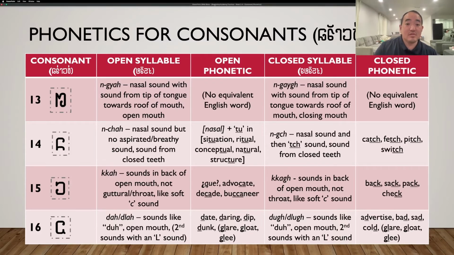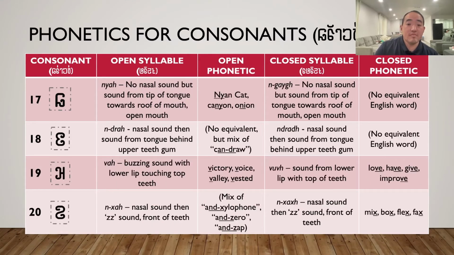Now let's move on to the next one. Now for the next one, number 17, this consonant is pronounced nya, nyag, nya, nyag. There's no nasal sound on this one, but the sound should be produced from the tip of your tongue towards the roof of the mouth, right? So like you'll hear in the word nyan, like that meme Nyan Cat, or the word canyon, or the word onion. So that's NY in canyon and the NI in onion. That's how you pronounce the open syllable for nya.